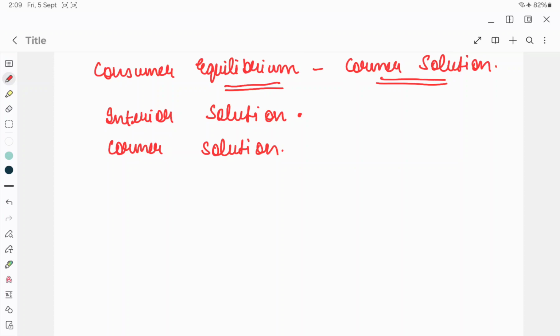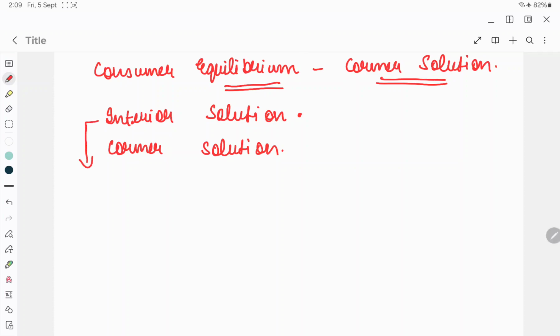Let me reframe my sentence. Interior solution is that when the consumer is willing to purchase diversified combinations, that he is willing to purchase some quantity of one good and some quantity of another good. That is simply what interior solution is.